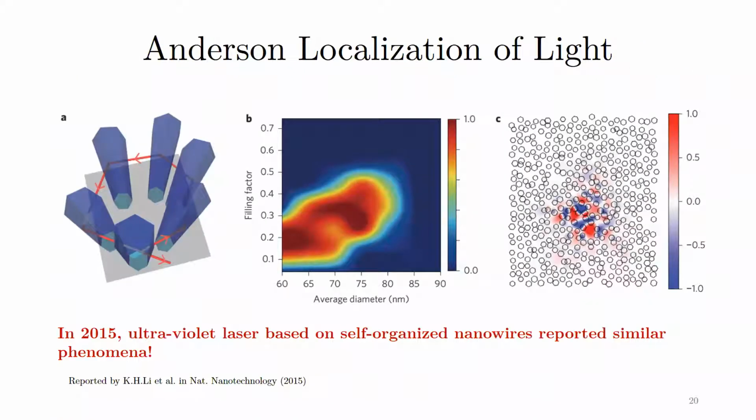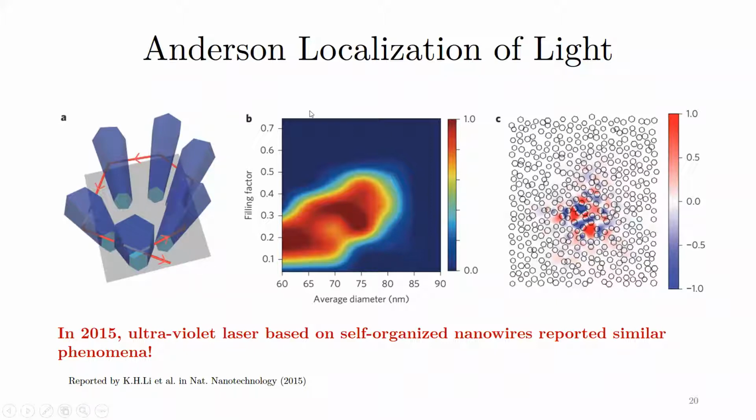What we found is that this is actually a very well-known phenomenon, which I was totally oblivious of, because my research was not previously aligned with this. It is called the Anderson localization of light. This was already reported in 2015, when people realized an ultraviolet laser based on self-organized nanowires, the things that we were also trying to simulate. They showed that they were able to trap the ultraviolet light in these self-organized nanowires, and they attributed this to the Anderson localization of light.